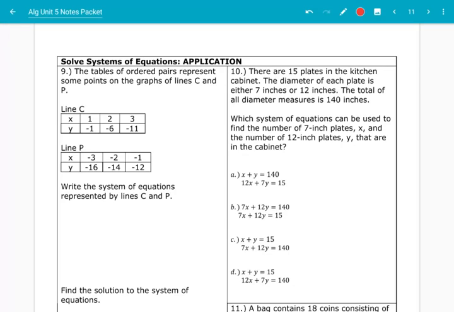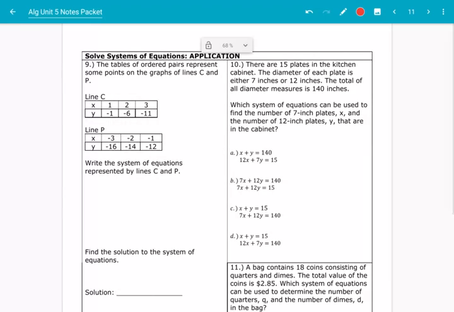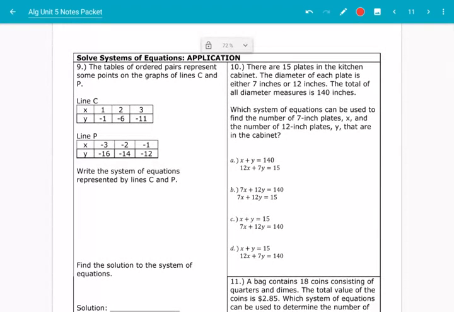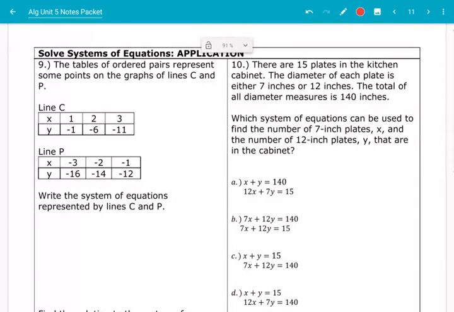These are some questions that you might see on the STAR exam, actually, or maybe on our own tests. But this is how you would use these things in the real world, or in STAR tests, because this first one just has tables. So take a look. The tables of ordered pairs. Ordered pairs represent usually x and y, aren't they?